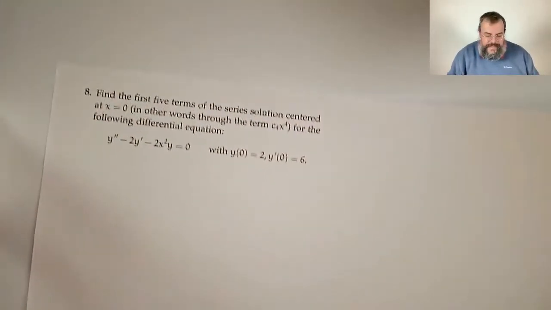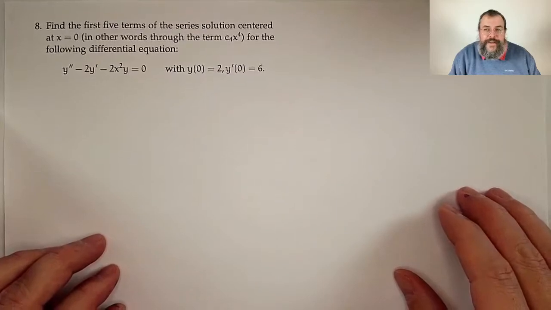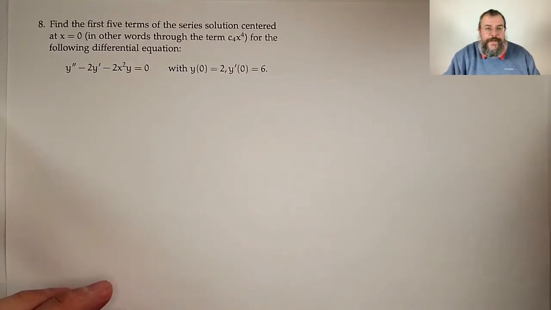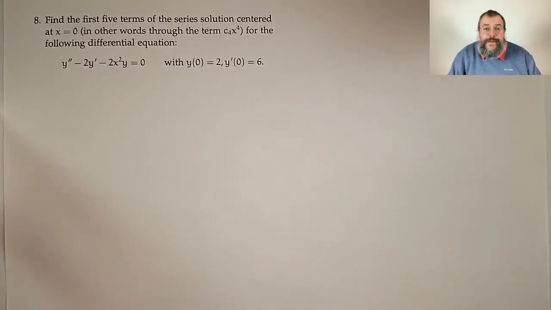Well, okay, that brings us to one last problem. Number 8, as always, find the first 5 terms of the series solution centered at x equals 0. In other words, through the term c sub 4 x to the 4th, for the following differential equation. y double prime minus 2y prime minus 2x squared y equals 0, with y of 0 equals 2 and y prime of 0 equals 6.